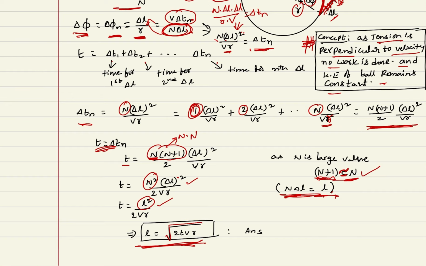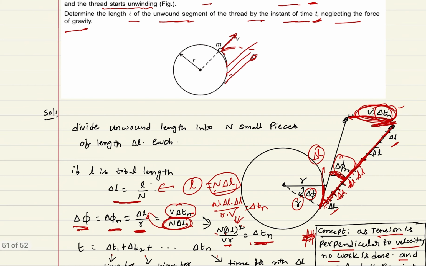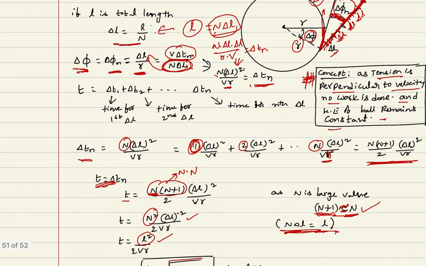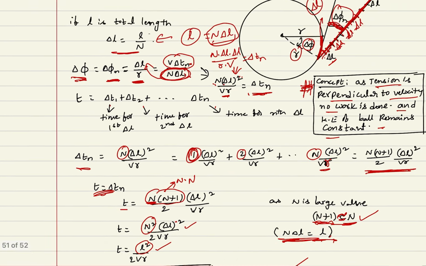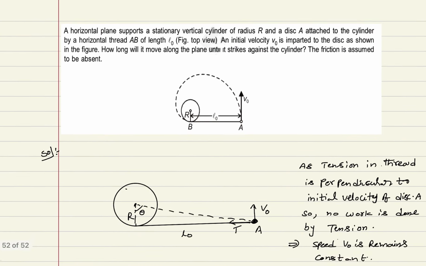L is equal to root over 2t into Vr. So observe this carefully, this is how much length is unwound in time t. The ball is actually given an initial radial speed v. Observe this carefully, this is the answer.